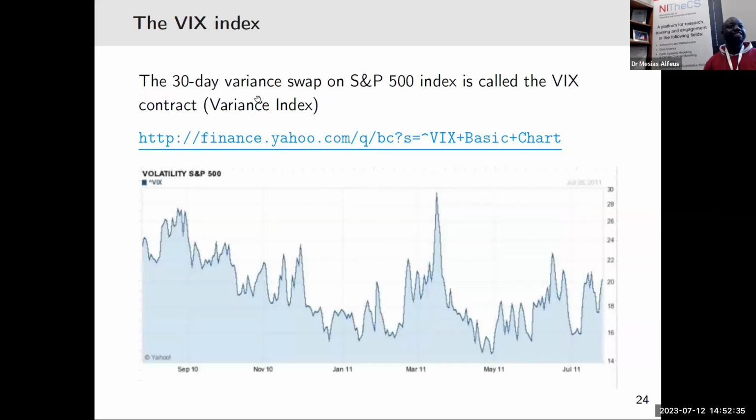Okay, the VIX index. The VIX is actually the 30-day variance swap on the S&P 500 index. The S&P 500 is one of the most popular indices, composed of 500 constituents. The 30-day variance swap on the S&P 500 is what we call the VIX contract, and this is also very, very popular.